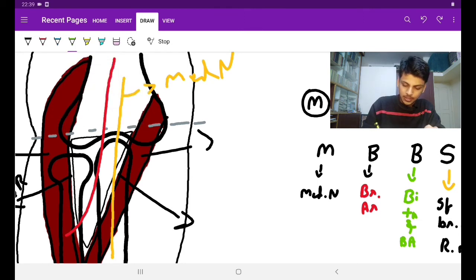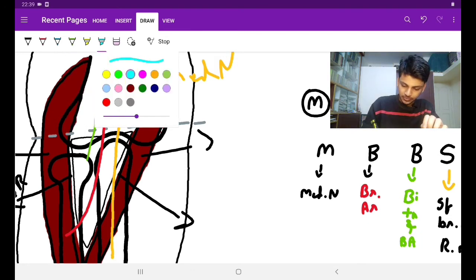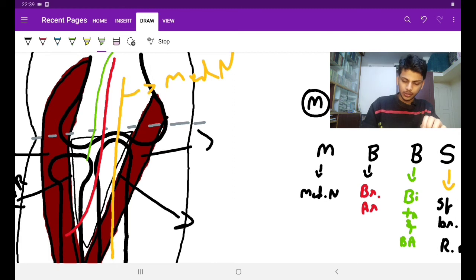The biceps muscle is coming to the neck of radius like this. The tendon is coming and giving a bicipital aponeurosis like this, isn't it? So it is coming to the neck of radius. We'll take that as a reference.